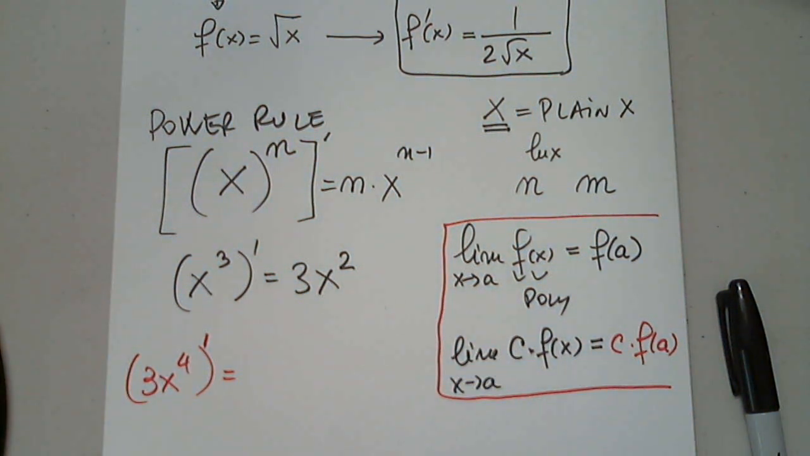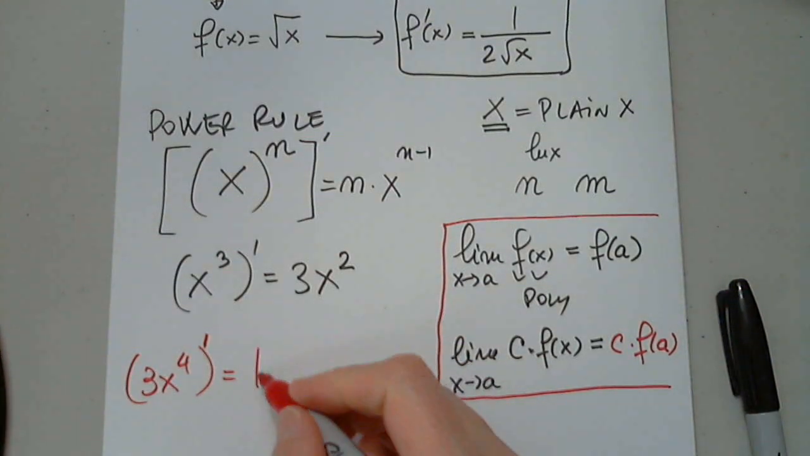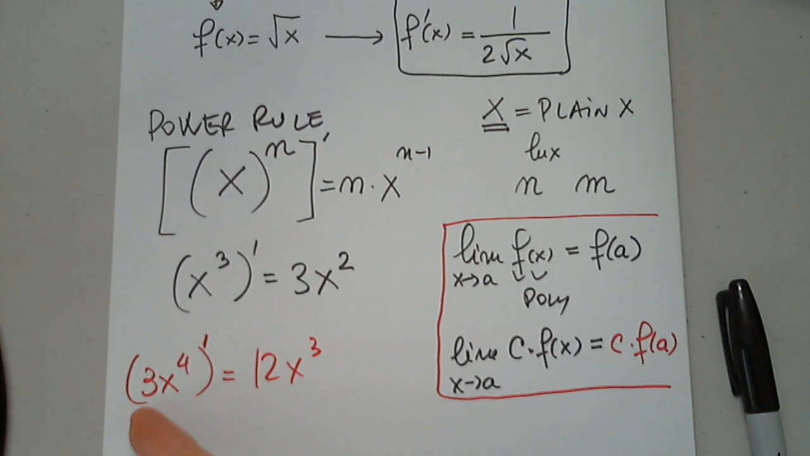Anyone? It's okay if you're wrong. It's 12x cubed. Yes, it's 12x cubed. 4 times 3 is 12. I have to bring 4 down, but I have to multiply by 3. So I get 12, and I have to subtract 1 from the power. Awesome. Okay, so this is the power rule. I would like us to look at a few examples.